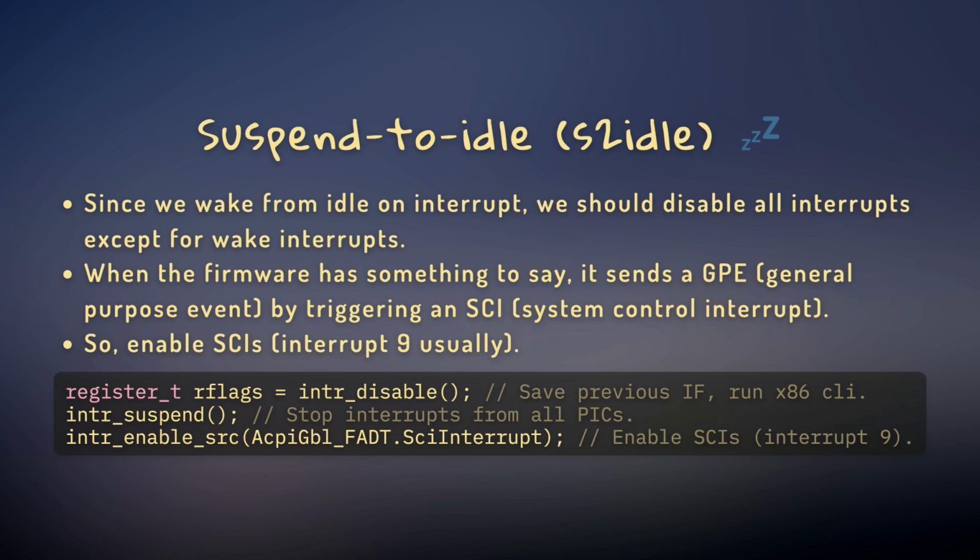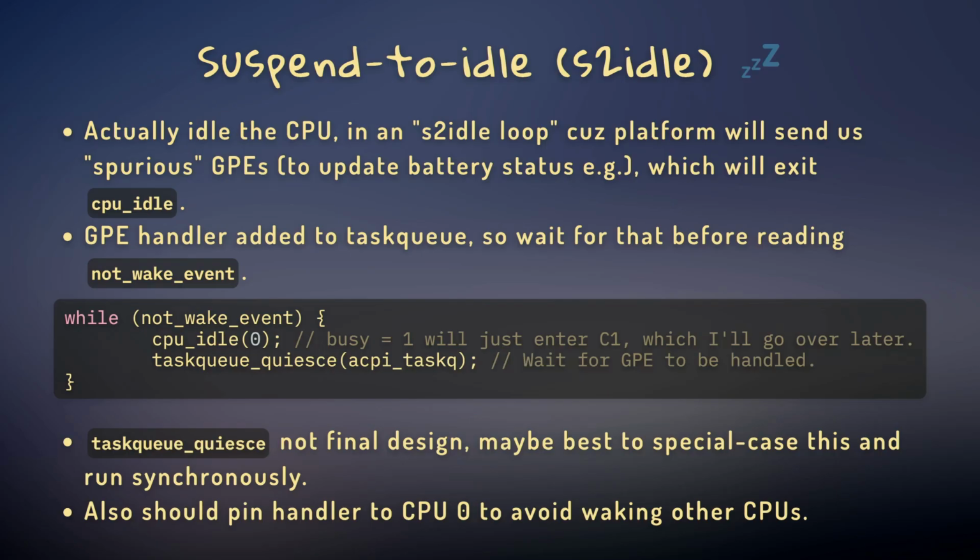We wake from this idle state from interrupts, so we want to disable all interrupts, except for one kind of interrupt, which is the SCIs, which is the way that our platform lets us know that we're going to wake up. So this could happen if you hit the power button or open the lid or stuff like that. And yeah, that's interrupt 9 usually. So we stop all interrupts and we just allow the SCI, interrupt 9. So then we actually idle the CPU.